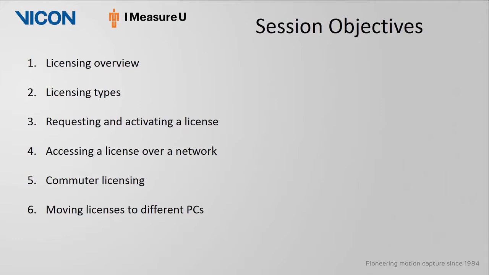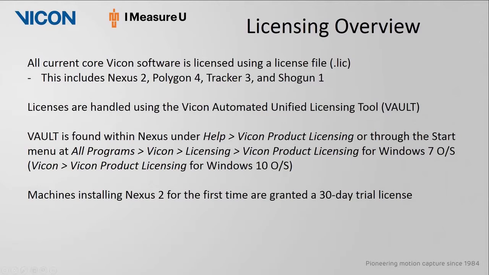I will begin the session with an overview into the mechanics behind how Nexus is licensed and the type of licenses that can be issued. We will then walk through the process of requesting and activating a license and how you might access a license over a network. We will finish with a discussion into how you might check out a commuter license and how you can move licenses across different PCs or networks. If you want to jump to any of these topics, please use the timestamps found in the description of this video.